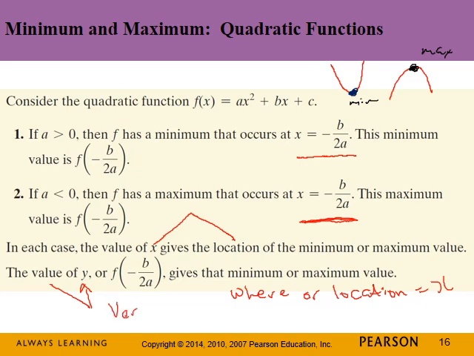Remember your vertex? Your vertex is your h comma k, right? H is your x and k is your y, right? When they're asking you where, you give the x. When they're asking you the value, you are giving your y, okay?